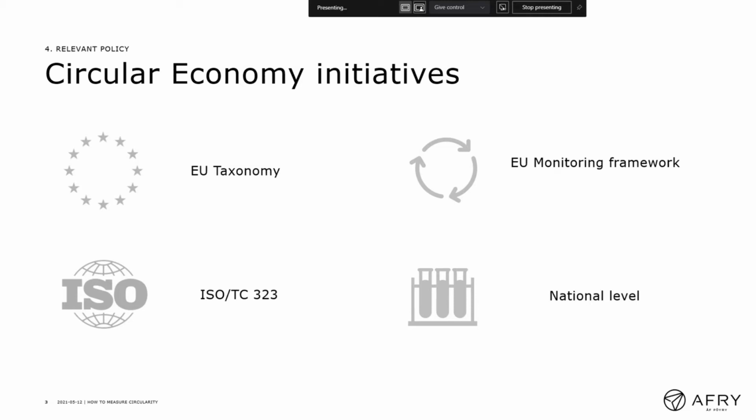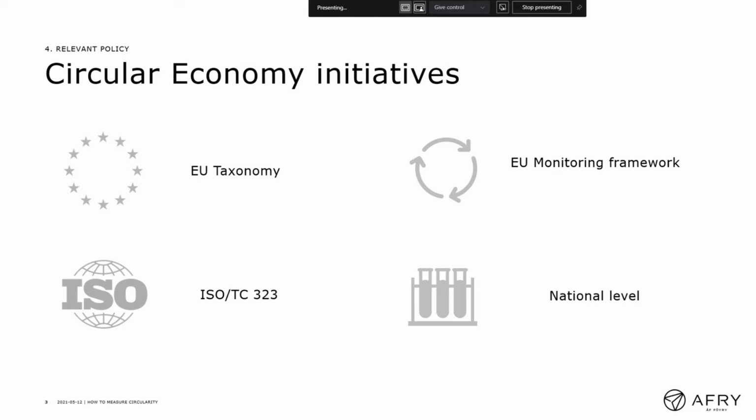So the first delegated act on sustainable activities for climate change was approved recently now in April. And the delegated act on the transition to a circular economy will be presented Q4. And I've heard that there is like 46,000 comments on that one right now. So there's a lot of work going on. And that one will present what companies must work with and consequently measure regarding a circular economy.